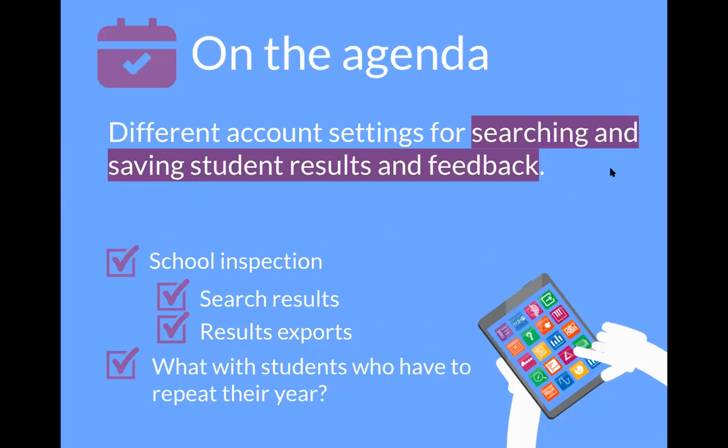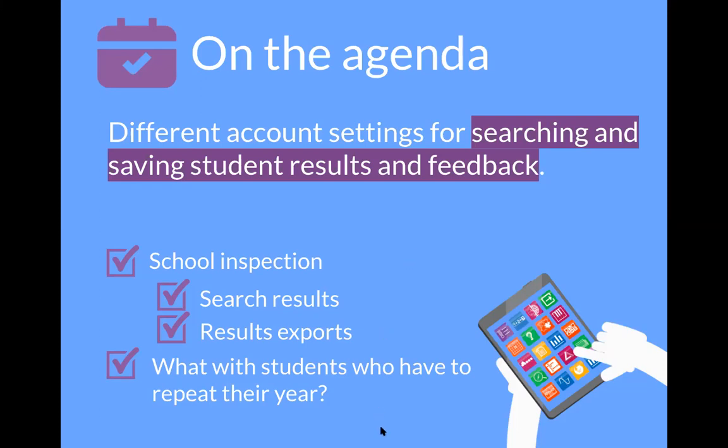On the agenda, there are different account settings for searching and saving student results and feedback. We're going to take a look at school inspection. What will happen if someone comes to your school and asks for some student records, some search results, and so on? You have to find them somewhere in your BookWidgets account, and I'm going to show you what is good for you to show the inspection, and of course it is legitimate to just show it that way. There are two ways. You can go to search results. You can also export your results, and I'll show you both ways.